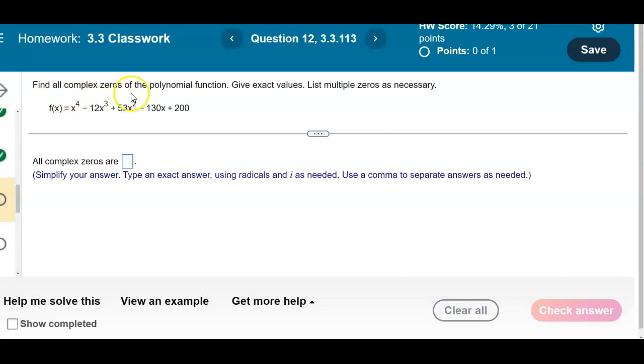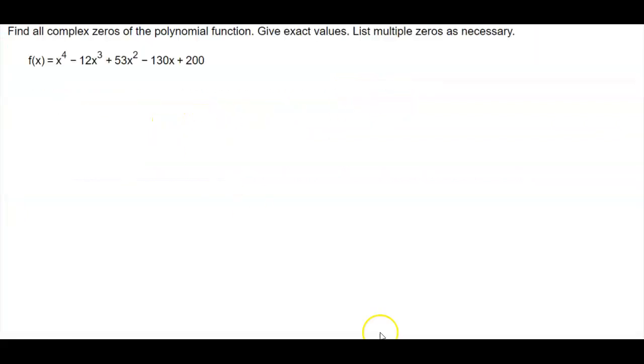Find all complex zeros of the polynomial function and then give exact values and list multiple zeros as necessary. So here is our polynomial function. We want to find out what are all the complex zeros of this function. So let's list all the possible rational zeros.